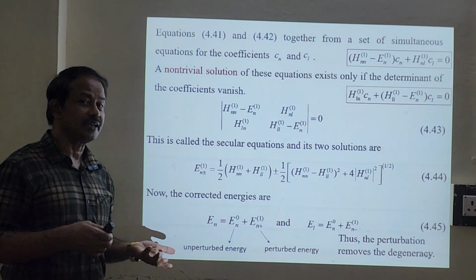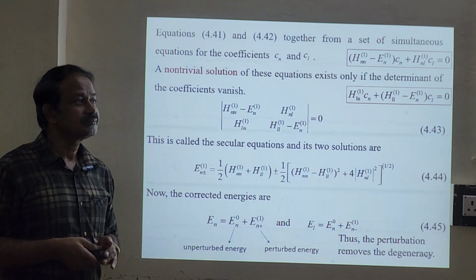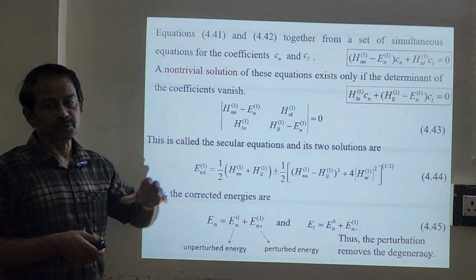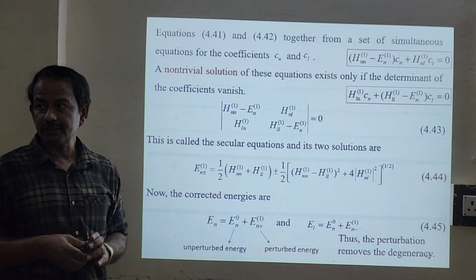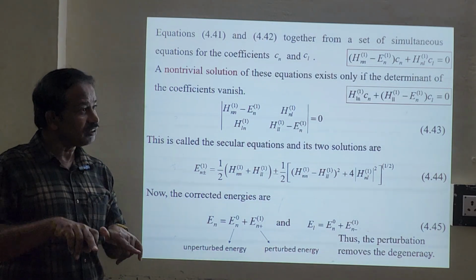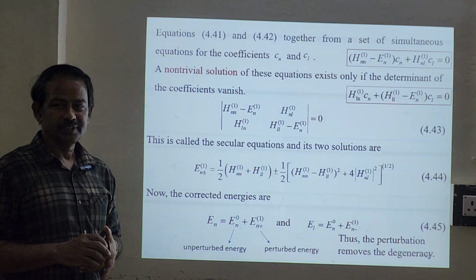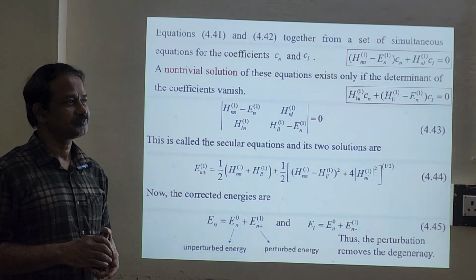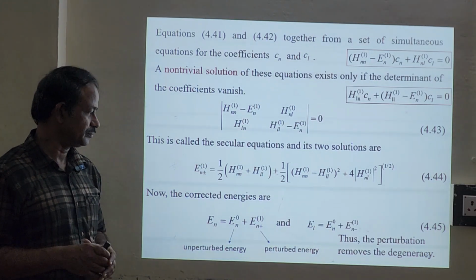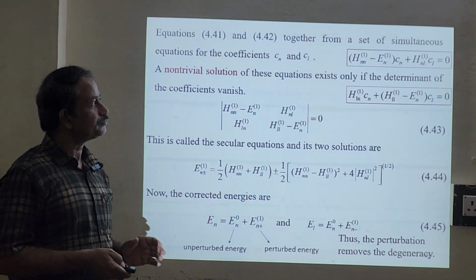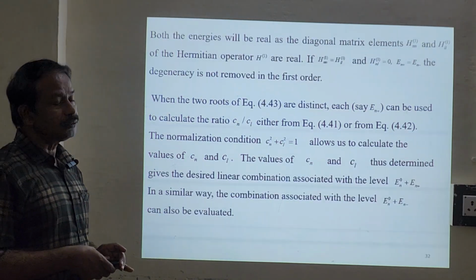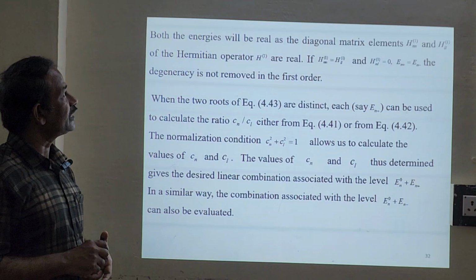It can be removed either fully or partially. For the Zeeman effect it will be removed fully, whereas in the Stark effect it will be removed only partially. There will still be degenerate levels even though the perturbation is there. Okay, so this is the idea. Is it okay? Now a little bit of digression.